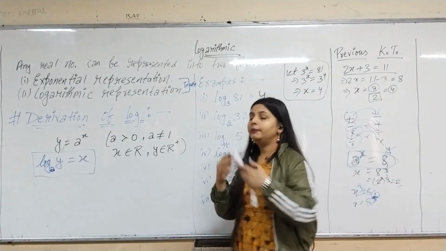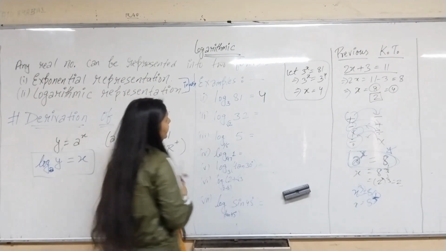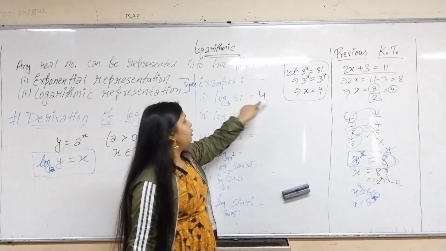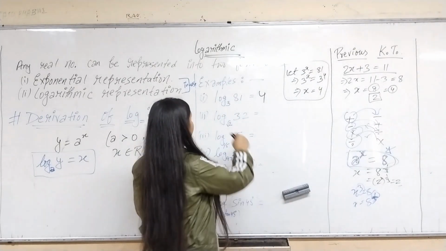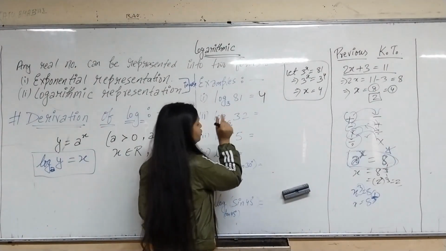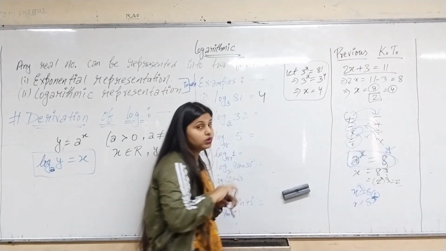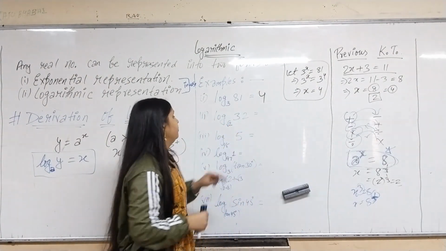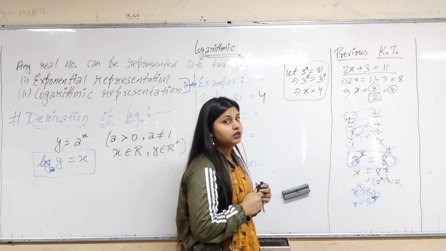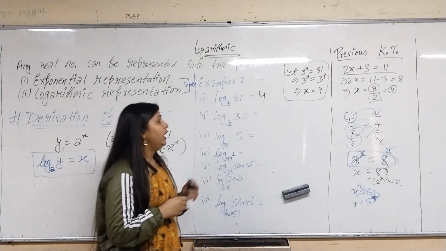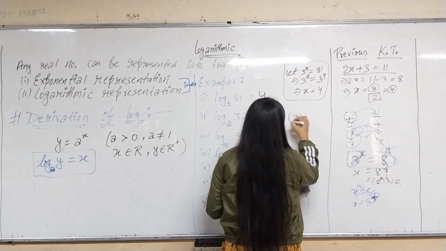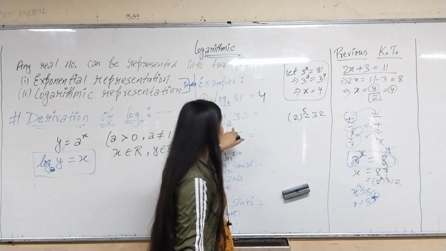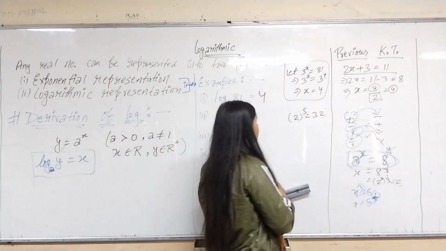What will be the power of 3 to get 81? That is 4. 3 to the power 4 equal to 81. Now, next question. What should be the power of root 2 to get 32? Is 2 to the power 5 equal to 32? Yes, 2 to the power 5 equal to 32. But wait, the question is root 2. What will be the power of root 2?